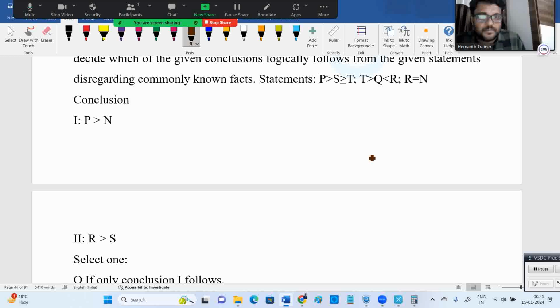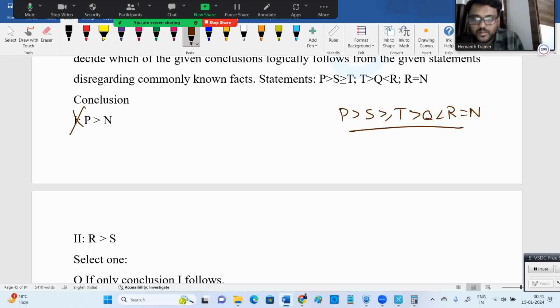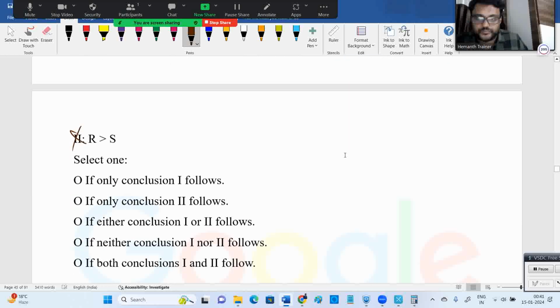So common symbol: P greater than S greater than or equal to T greater than Q less than R equal to N. Here between P and N, no common symbol. R and S, there is no common symbol, no. Neither one nor two.